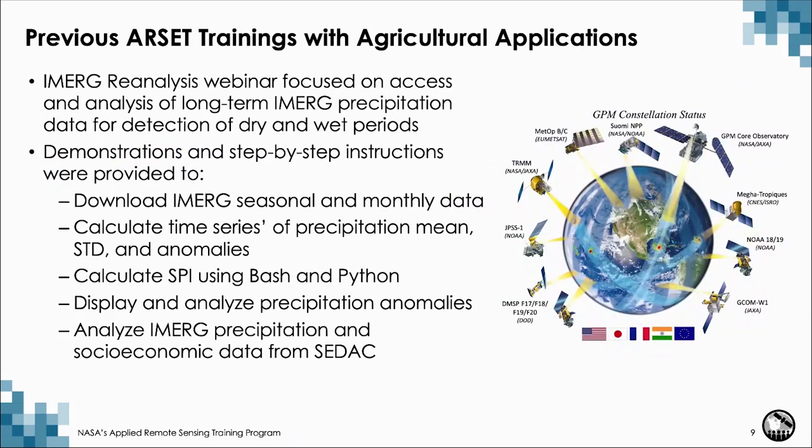The IMERG reanalysis webinar focused on access and analysis of long-term IMERG precipitation data for detection of dry and wet periods. Demonstrations and step-by-step instructions using open-source software were provided to download IMERG monthly and seasonal data. They were used to calculate time series statistics from IMERG data, and calculate the standardized precipitation index, or SPI, using Bash and Python. We then displayed and analyzed precipitation anomalies, and we finally analyzed socioeconomic data from NASA's Socioeconomic Data and Applications Center, or SEDAC, along with IMERG precipitation data.